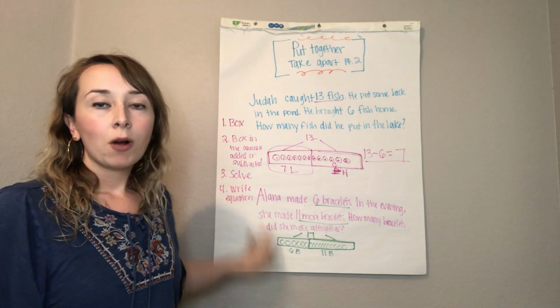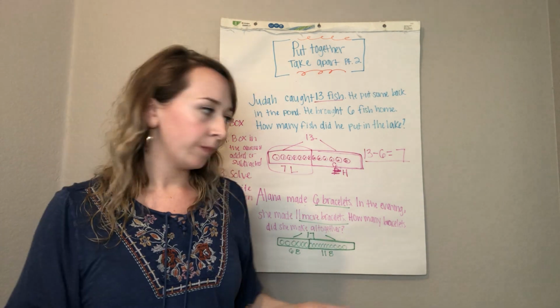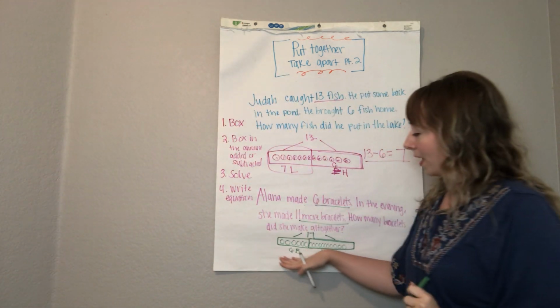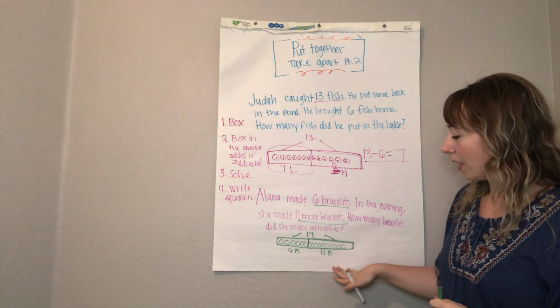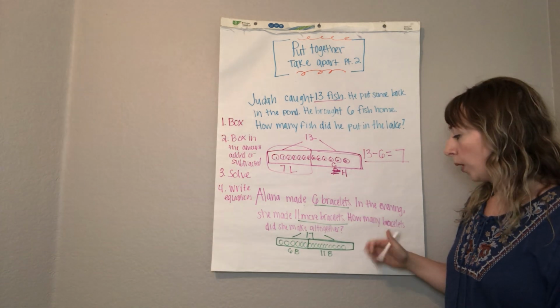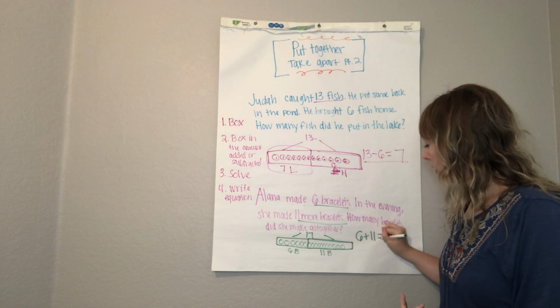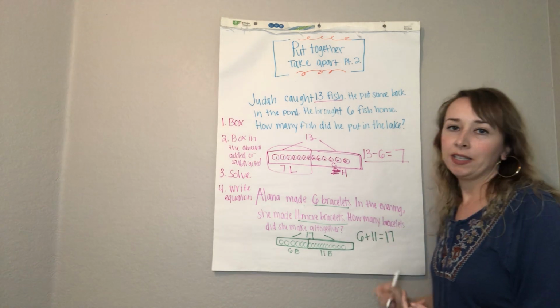So I've solved my problem, and my last step now is to write the final equation. Alana had 6 bracelets. She made 11 more in the evening. Therefore, she made 17. So my equation would read 6 plus 11 equals 17.